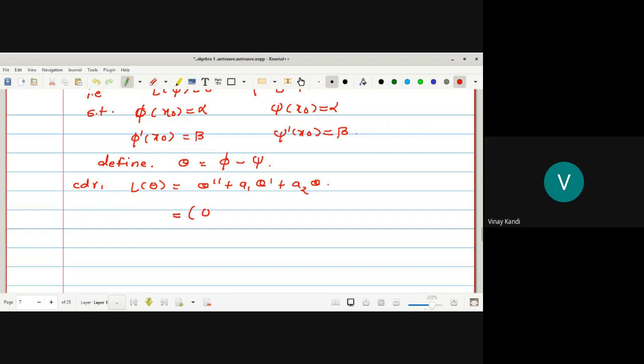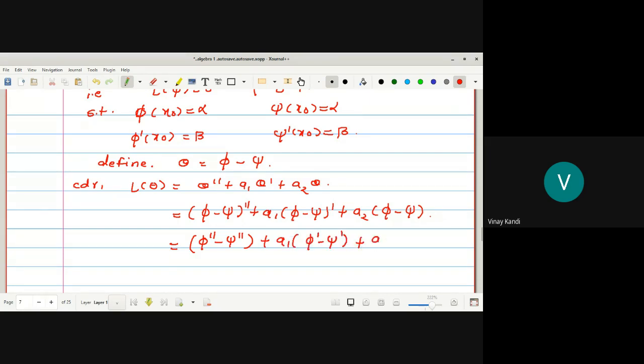But what is theta? Theta is phi minus psi, which is (phi minus psi) double dash plus a1 (phi minus psi) dash plus a2 (phi minus psi). Which is equal to phi double dash minus psi double dash plus a1 phi dash minus psi dash plus a2 phi minus a2 psi. Which is equal to phi double dash plus a1 phi dash plus a2 phi, taking this one in one bracket, minus psi double dash plus a1 psi dash plus a2 psi, taking the other bracket.